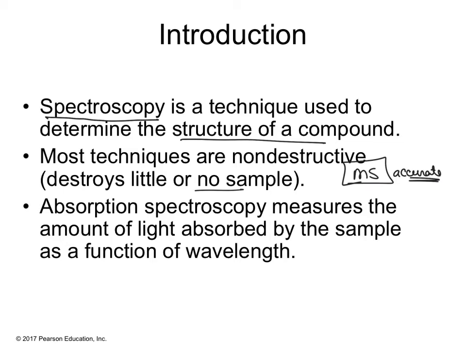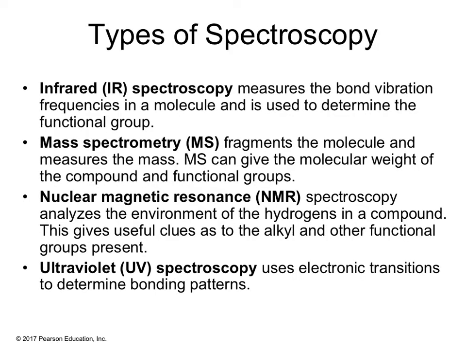Absorption spectroscopy measures the amount of light absorbed by the sample as a function of wavelength. So what happens here with the different types of spectroscopy is that you have waves, and certain wavelengths will interact with a compound. If you have a compound of interest and it interacts and light gets absorbed and the wavelength changes, then that can tell us information.